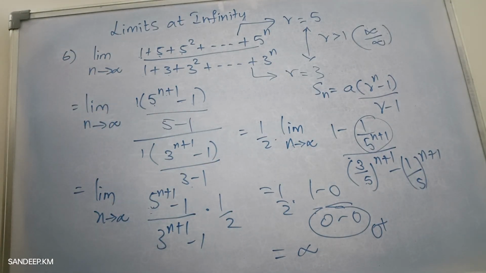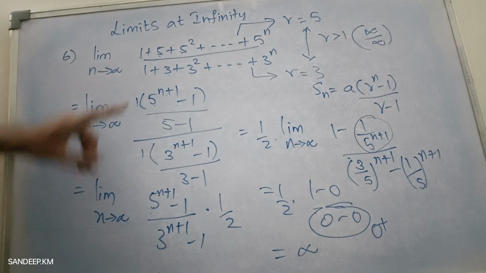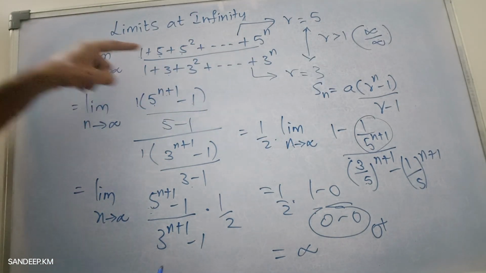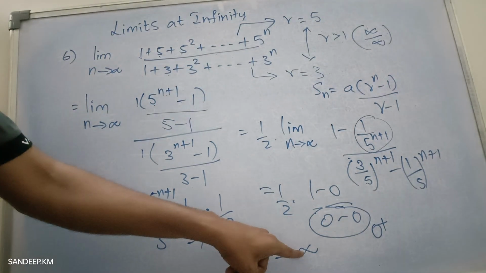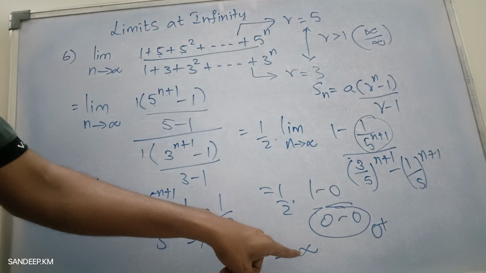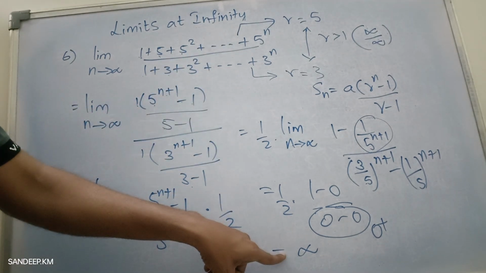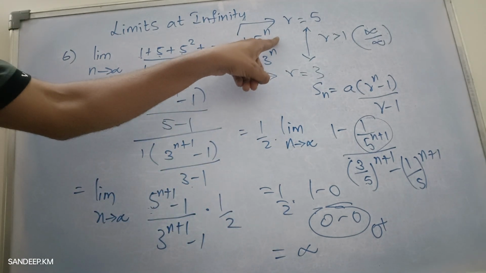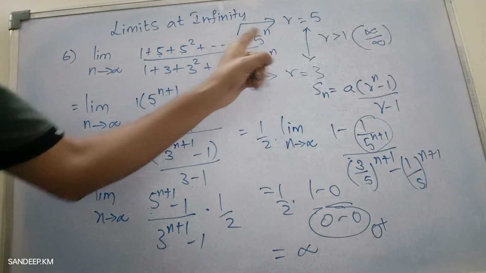That is the answer. And I'll tell you one thing. If the same question is given like this in the numerator and this in the denominator, then what will be the answer? The reciprocal of this answer. What is the reciprocal of infinity? The answer will be 0. So here the answer is infinity, but when will I get the answer as 0? If this series is given in the numerator and this series is given in the denominator.